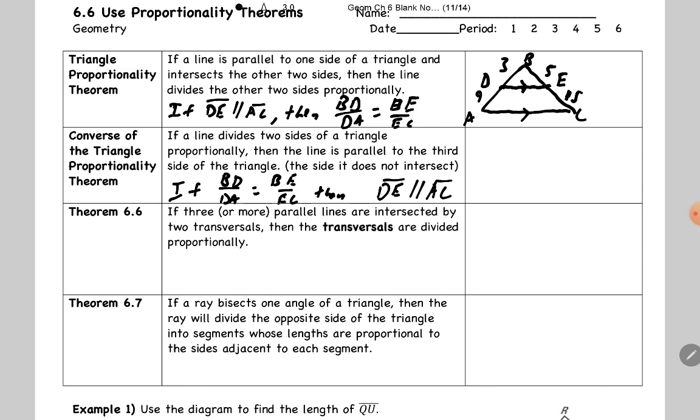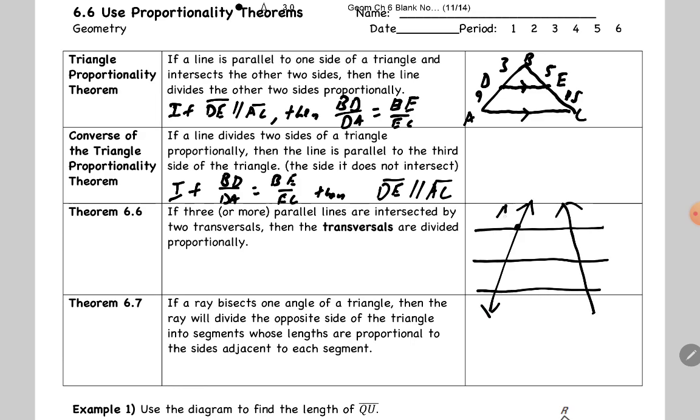No name for it. But basically, if three or more parallel lines are intersected by two transversals, so we've got three parallel lines, and they're cut by two transversals, let's call this A, D, E, F, C, B. That means AB over BC is equal to DE over EF. Or AB over DE is equal to BC over EF.